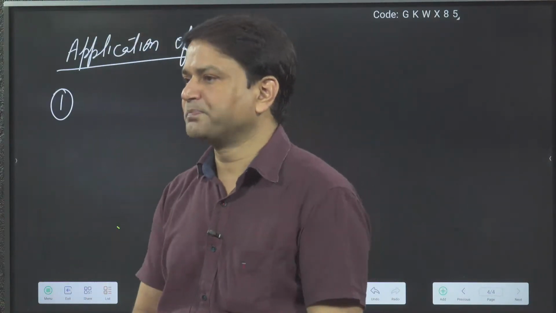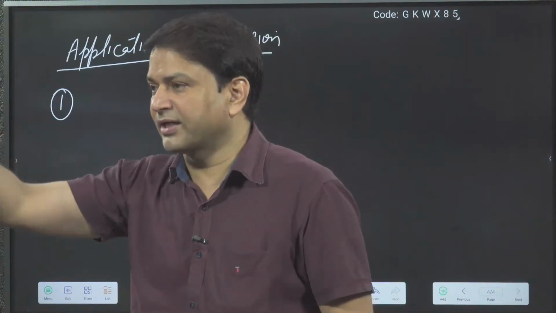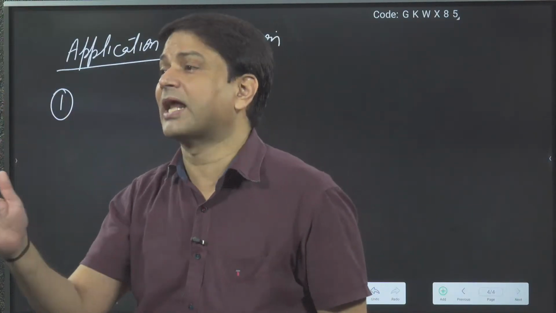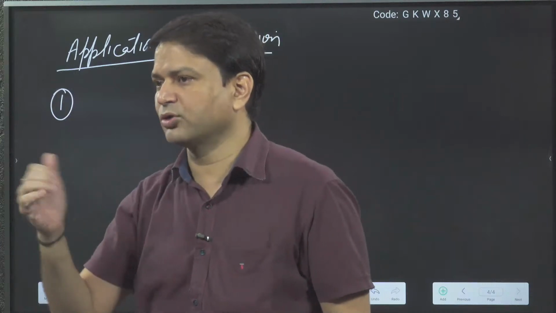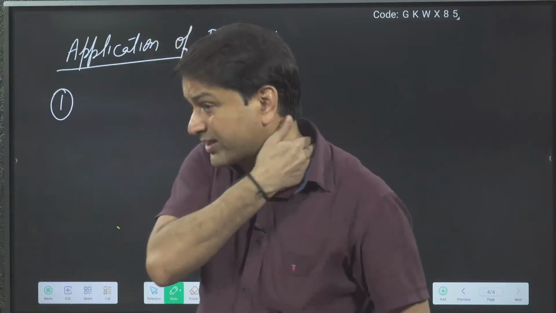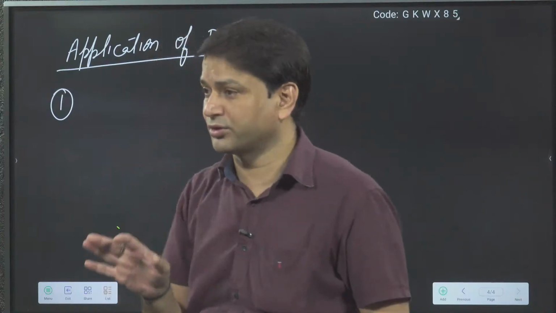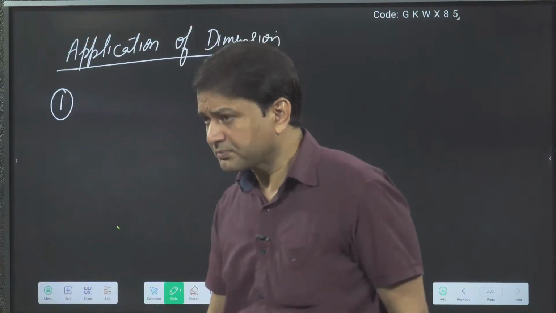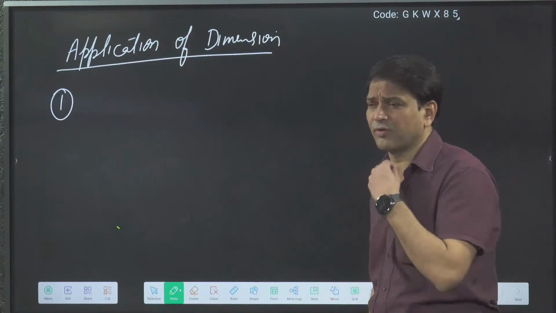If you check the options, two options did not have the dimension they were asking for. So two options' dimensions were not matching, and only between the other two you have to take the risk, or you can say you have to check those two. So dimension is one of the approaches. Now, what is the application of dimension?